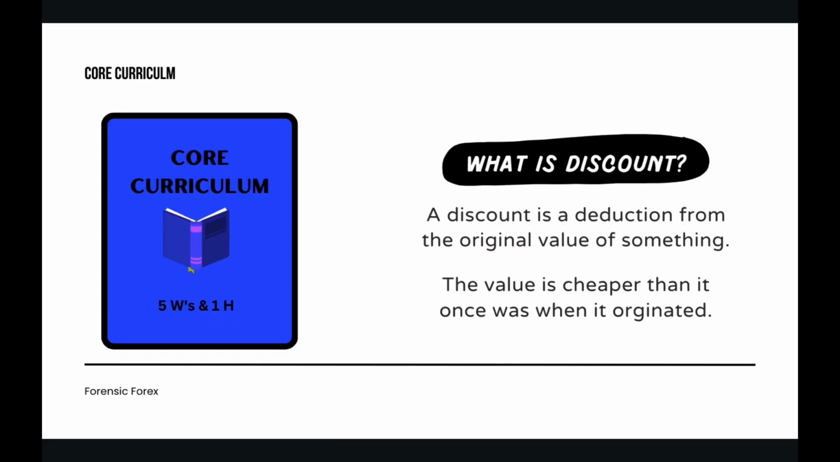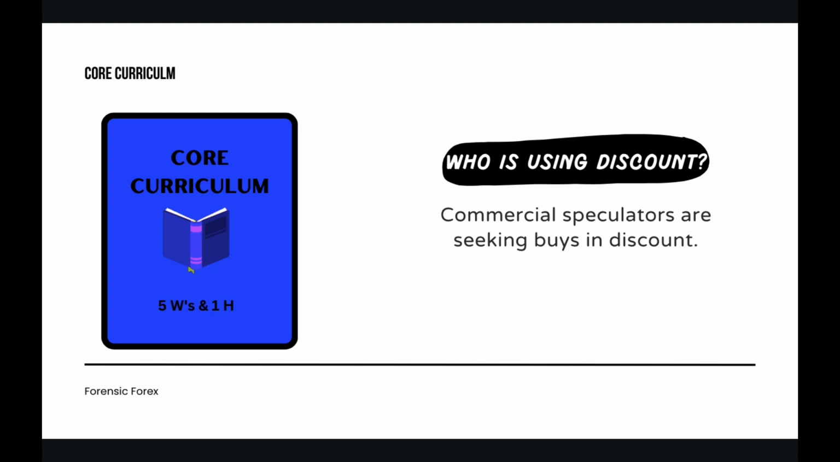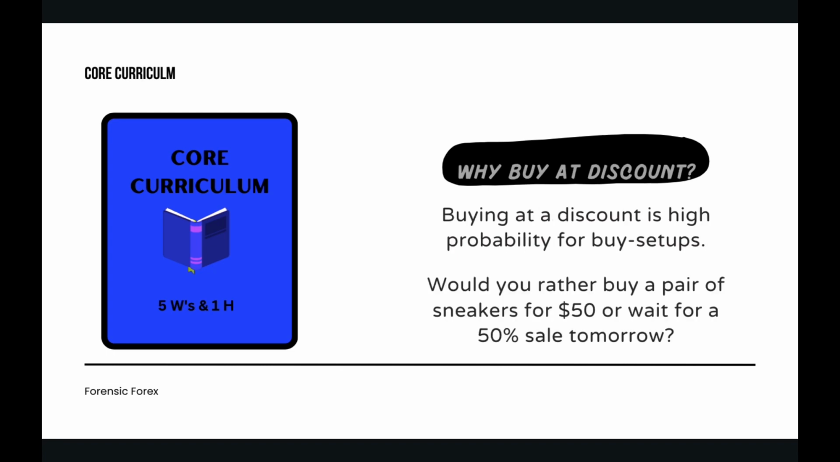What is discount? A discount is a deduction from the original value of something. The value is cheaper than it once was when it originated. Who is using discount? Commercial speculators are seeking buys in discount. Why buy at discount? Buying at a discount is high probability for buy setups. Would you rather buy a pair of sneakers for $50 or wait for a 50% sale tomorrow?